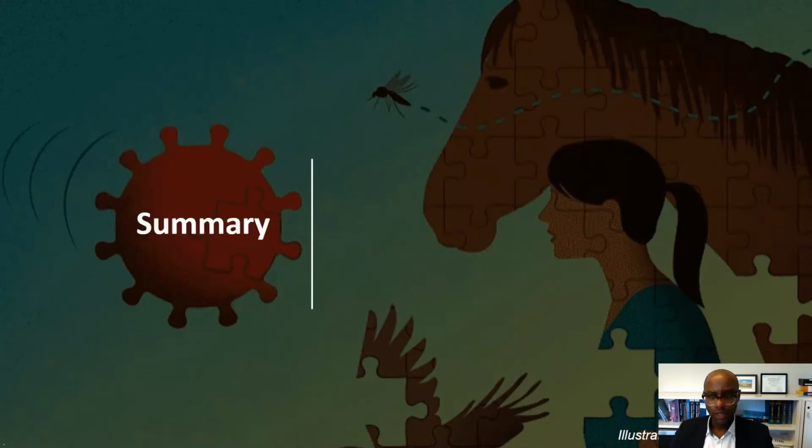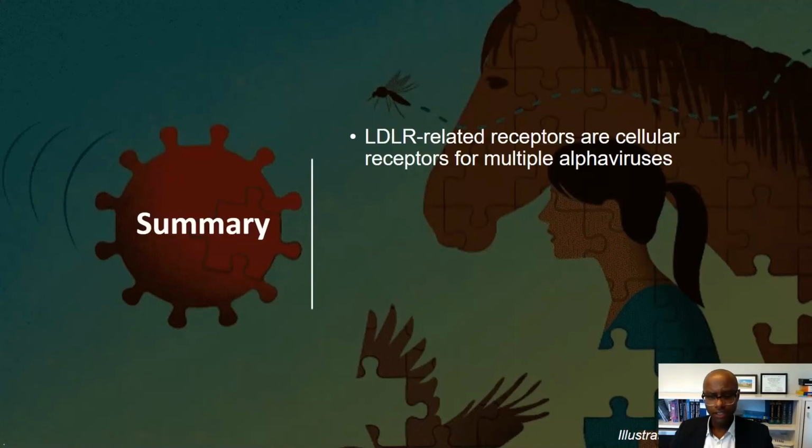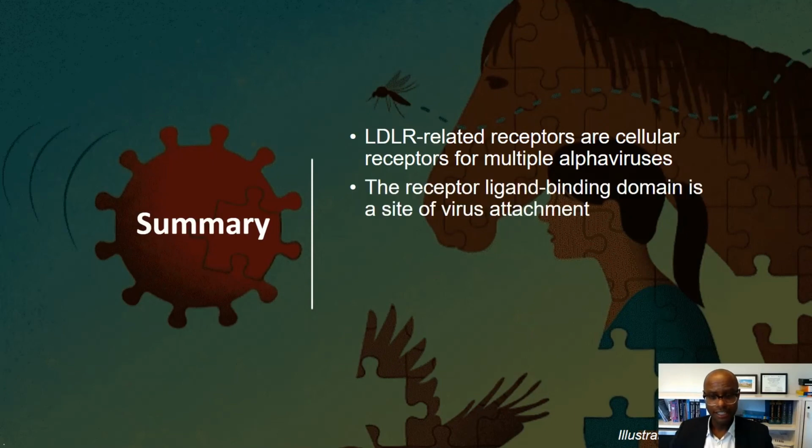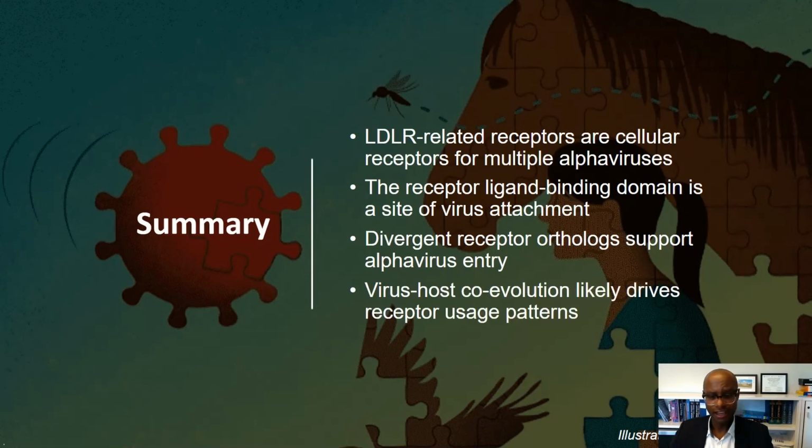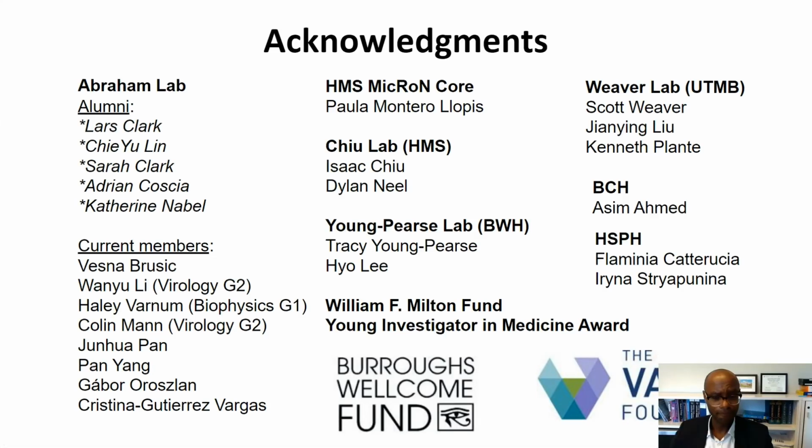So in summary, I've showed you that LDLR-related receptors are cellular receptors for multiple alphaviruses, that the receptor ligand-binding domain is a site of virus attachment, that divergent receptor orthologs can support alphavirus entry, and that virus-host coevolution likely drives receptor usage patterns. And this is work that we're pursuing now in our lab to further define using structural methods.